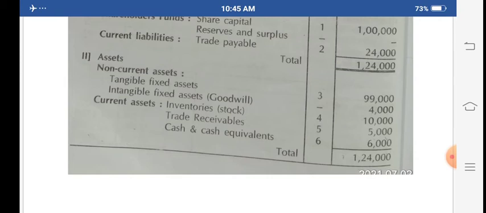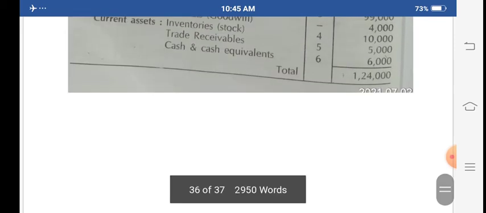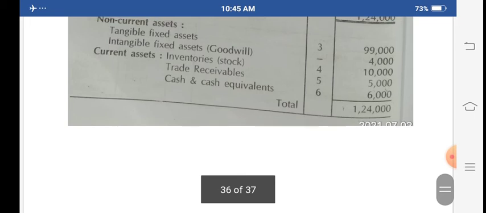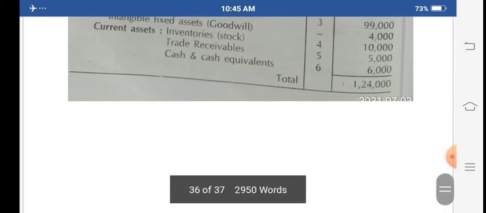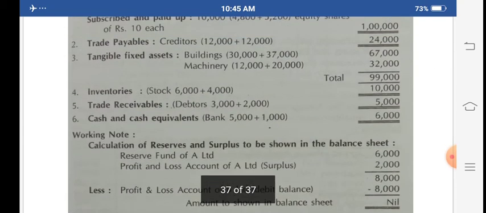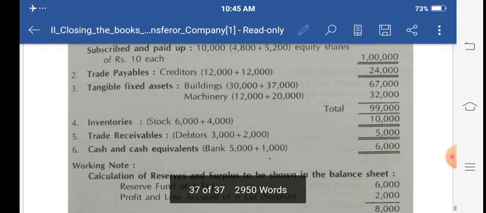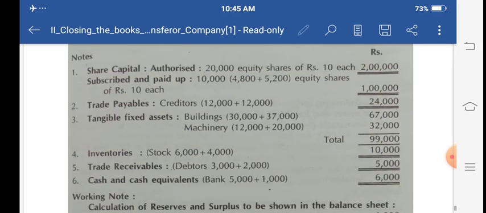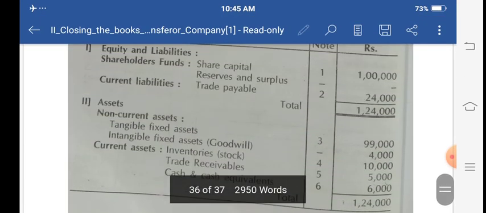Inventories, stock, just combine it, 10,000. Trade receivable, note number 5, 5,000, and cash and cash equivalent, note number 6, it's 6,000. Here also the assets are 1,24,000. All the notes are given here, so there is no need to get confused. Just see this note number, you will understand how the values came in the new balance sheet.